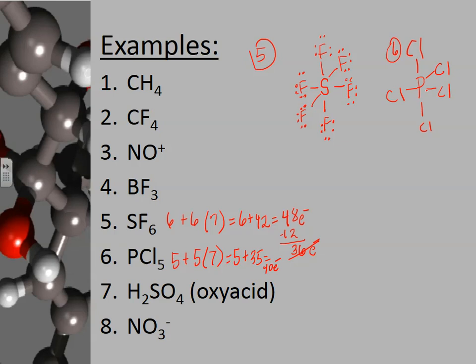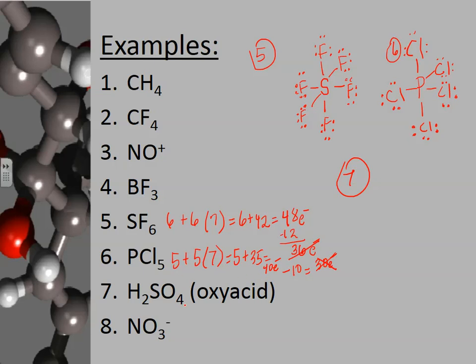So we have our chlorines around. 2, 4, 6, 8, 10. So 40 minus 10 means I have 30 electrons I still need to place. 2, 4, 6, 8, 10, 12, 14, 16, 18, 20, 22, 24, 26, 28, and 30. And that's the magic number. That's all electrons distributed. Chlorines have their octet. Phosphorus has his expanded octet.